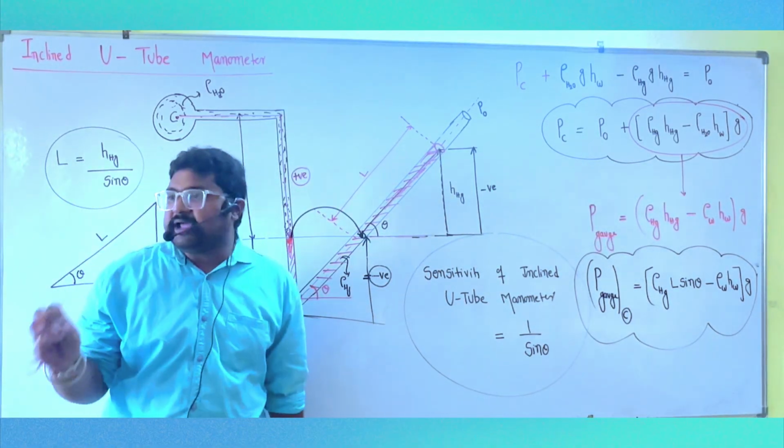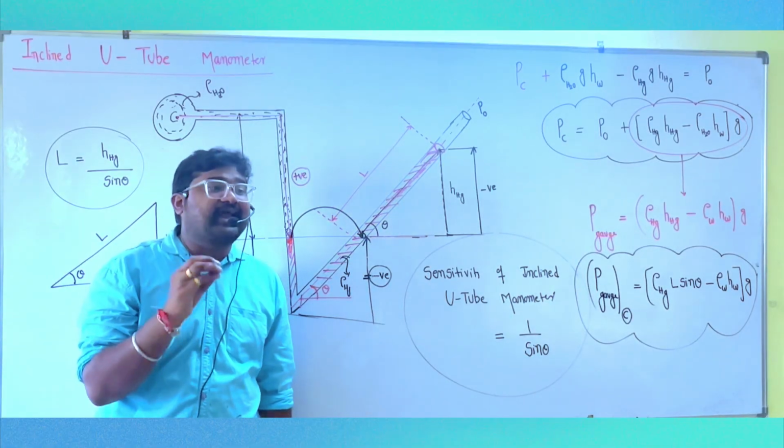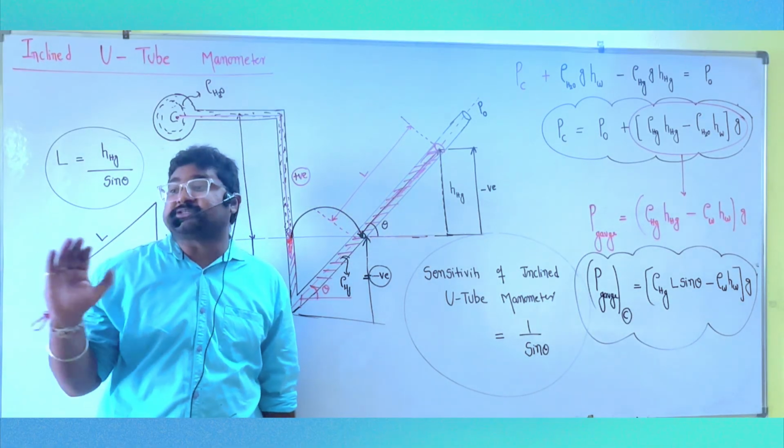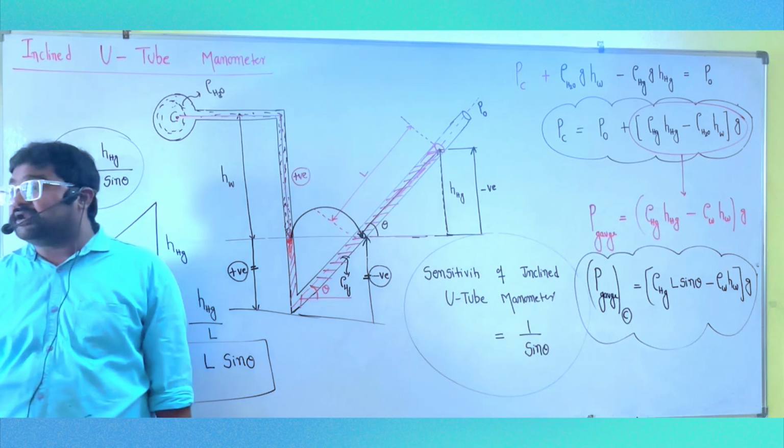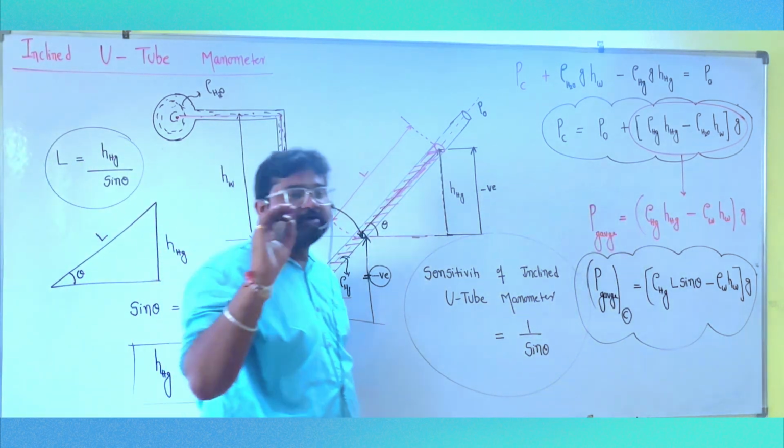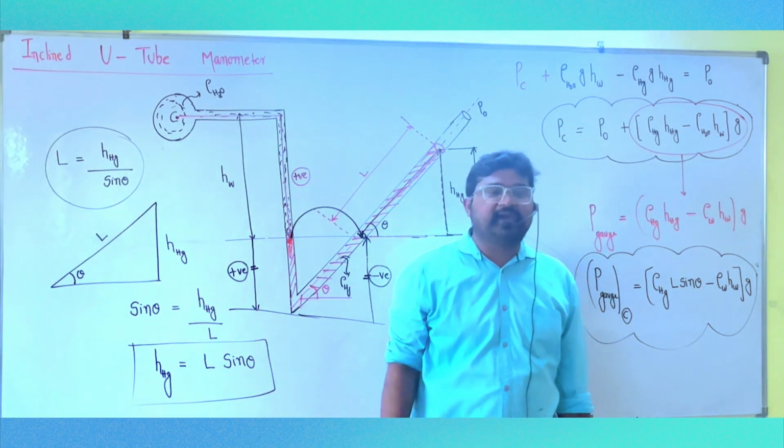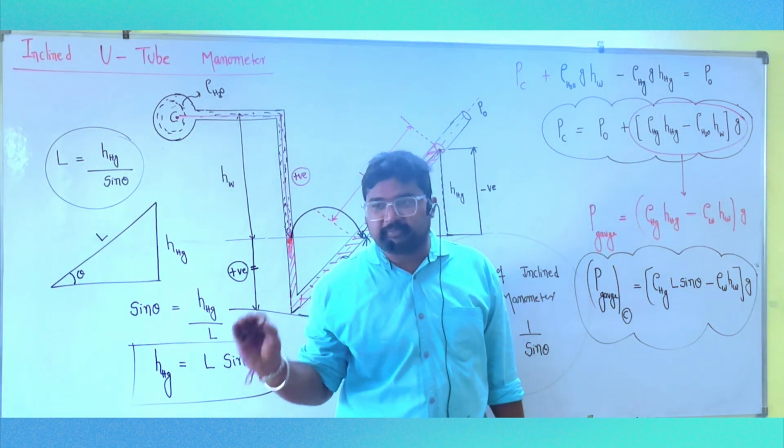ఓకేనా? వాట్ ఈస్ ద మెయిన్ పర్పస్ ఆఫ్ inclined U-tube manometers? Main purpose is what? To determine small amount of pressures.